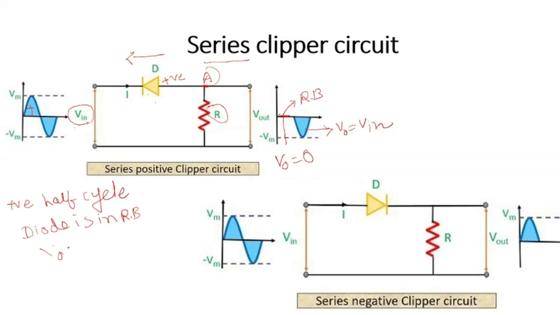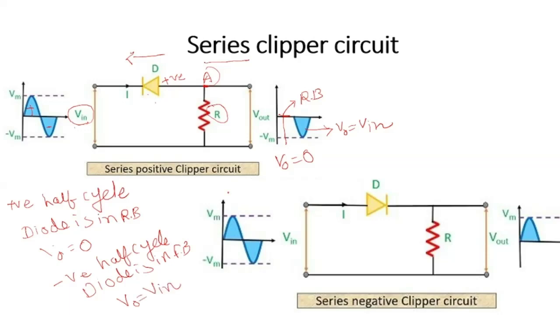And for the negative half cycle, what is the output voltage? The diode is in forward bias. It is replaced by a short circuit and the output voltage is equal to VE.